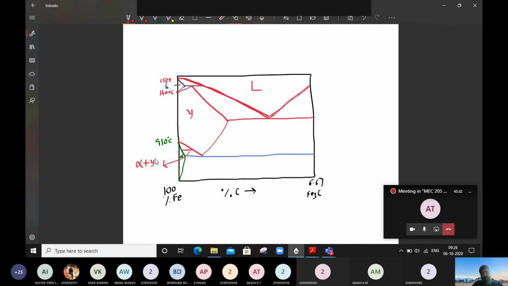Duleswar, are you there? Yes, sir. Tell me, what will be the phases present in this region? Sir, liquid plus solid. Yes, good. No, just see, I am asking what is present over all this region. So take any point. Now, if you draw like this, where is it going to cut? Which boundary?